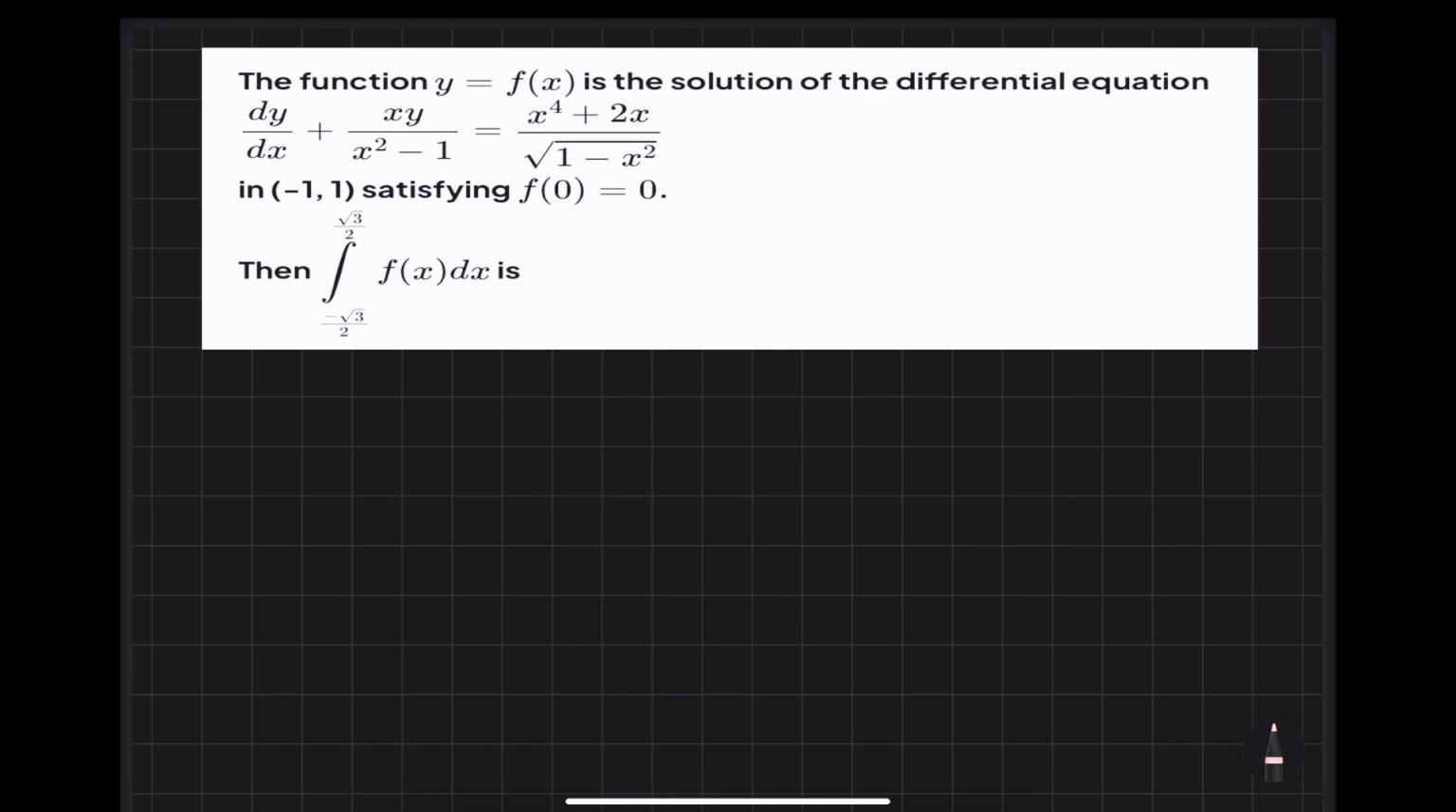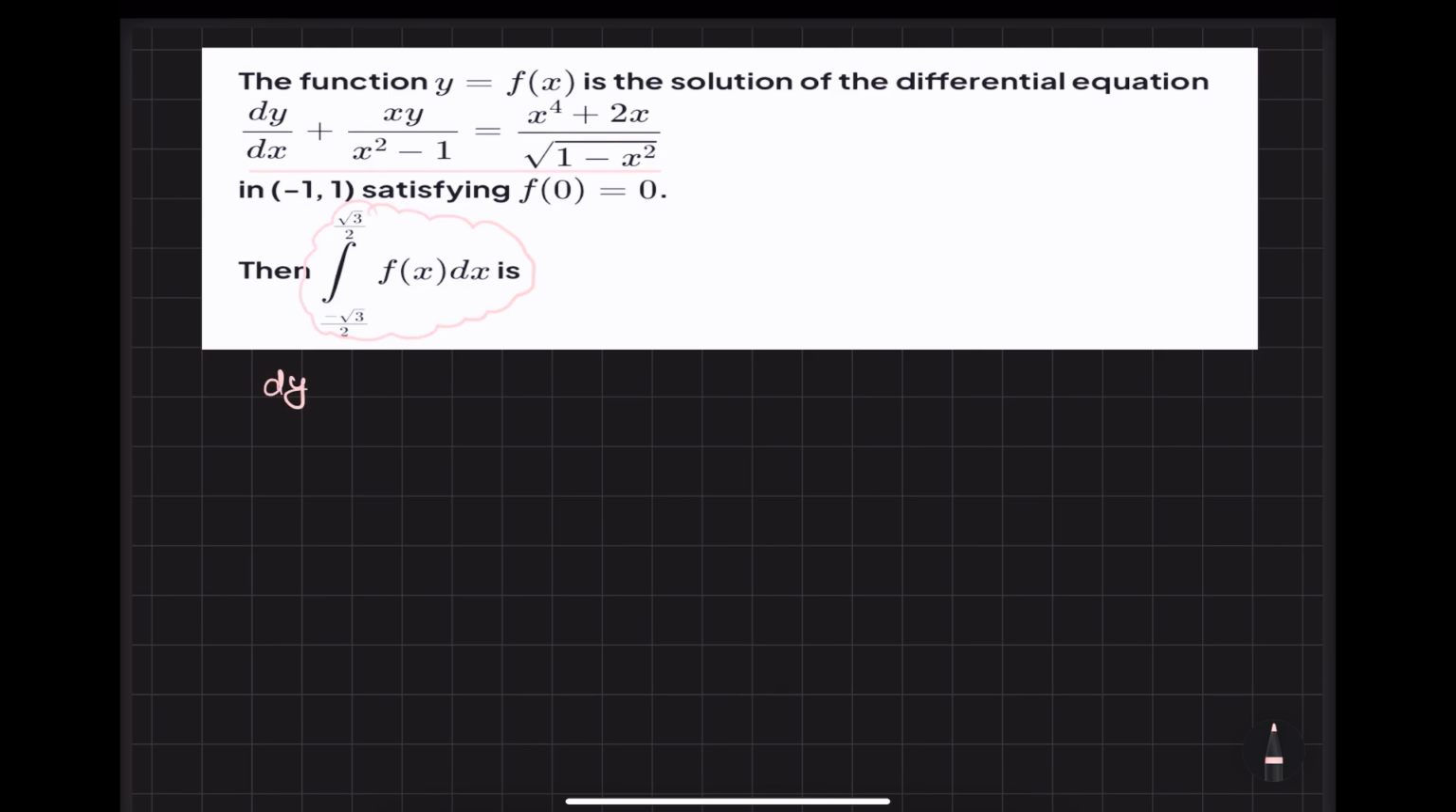So, we got a wholesome new problem which says the function y equal to f of x is the solution of the differential equation given here. So, first we have to solve this differential equation and then we have to find the definite integration of that function. Okay, so first I have to solve this differential equation.